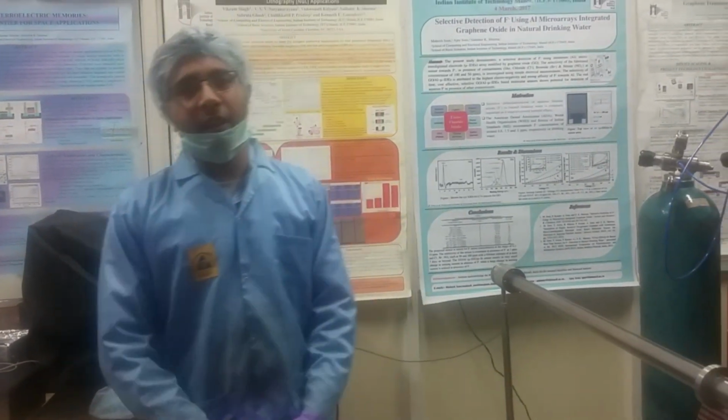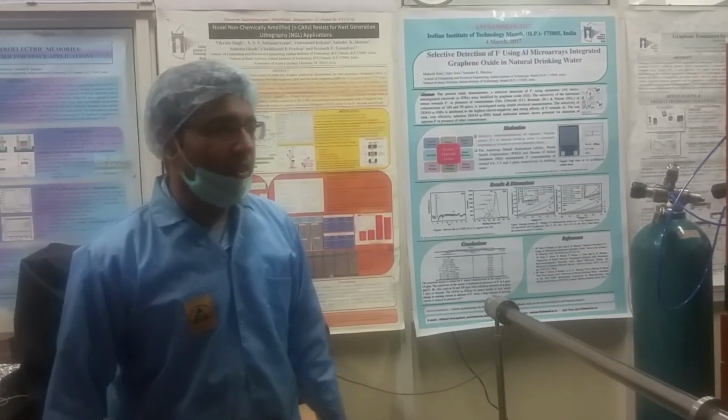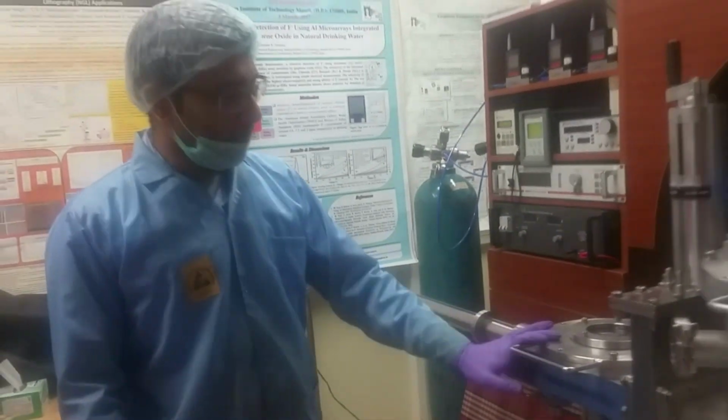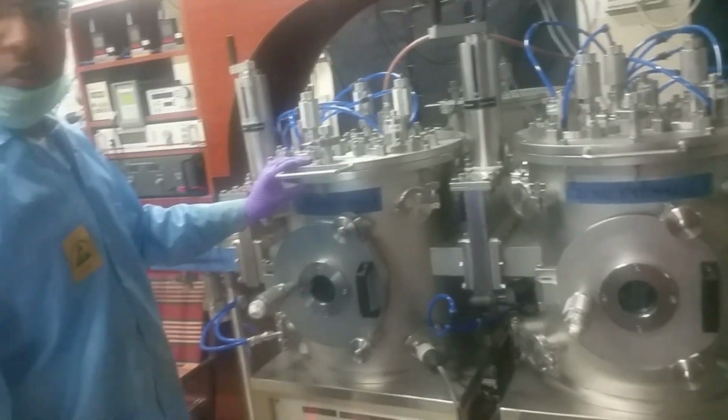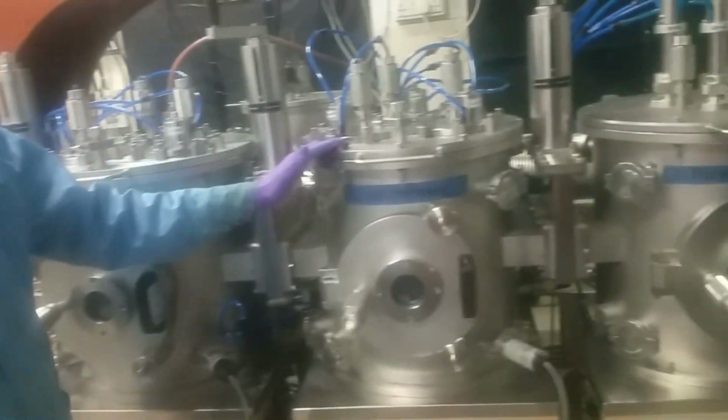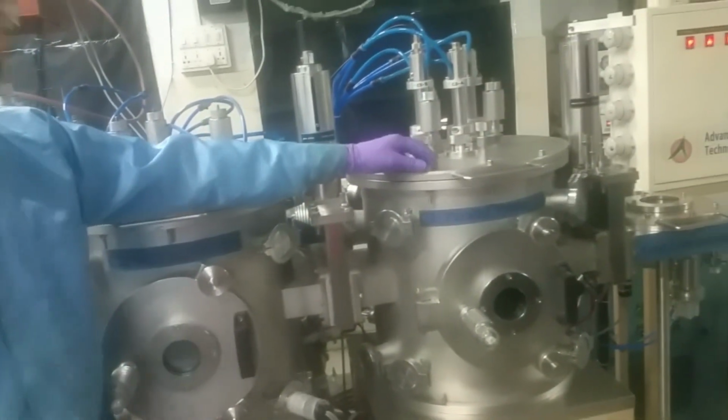So today I'll give you a demo on a sputtering system. So this is our sputtering system. Here we have 4 chambers. One is the C1 chamber for oxides, C2 chamber for metals, and C3 chamber for parallel sputtering.